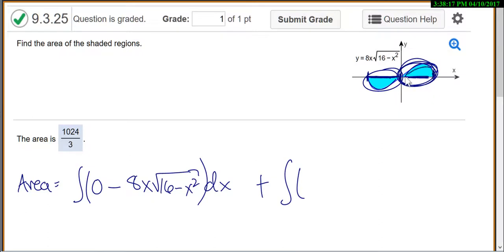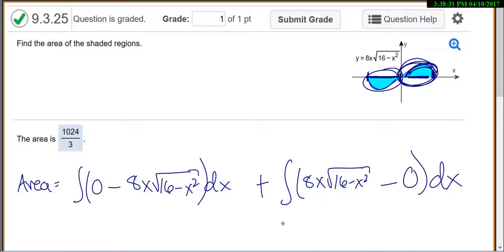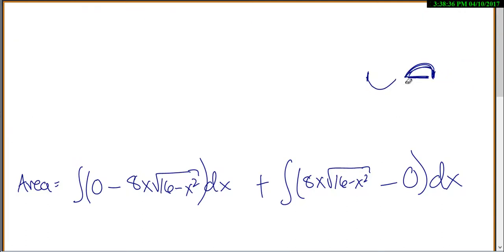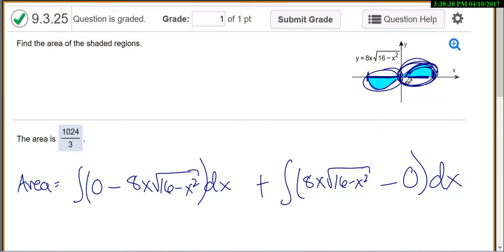But now the top function is your actual function. We're interested in the 8x square root of 16 minus x squared. And then you would minus the bottom function, which is 0, and that just doesn't do anything. But we do need to know the limits that we're integrating. And to do that, you can't just look at the graph, because it's not in enough detail for you to know the numbers. Instead, we're going to have to set our function equal to 0 to figure out where it crosses the x-axis. So we need to find the x-intercepts for our limits.